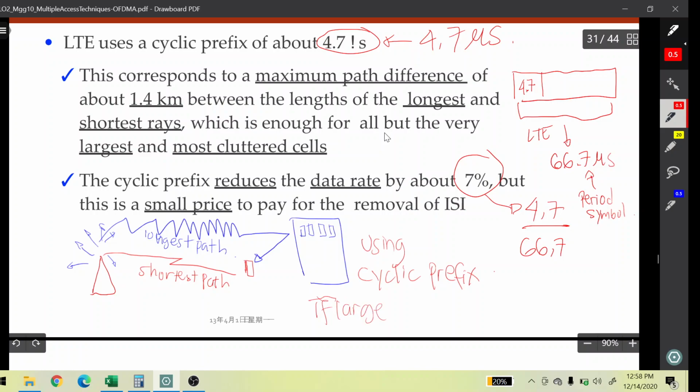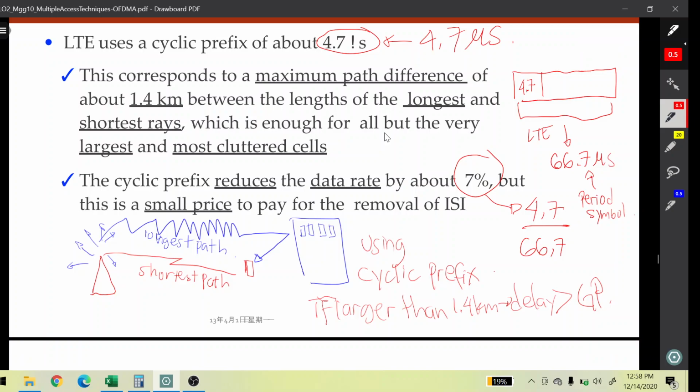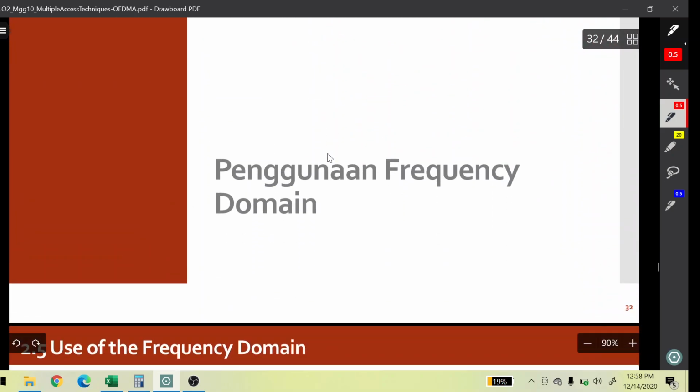If larger than 1.4 kilometers, the delay will be larger than the guard period. Then obviously it will cause inter-symbol interference. However, 1.4 is enough for all but the very largest and most cluttered cells. It's fine.